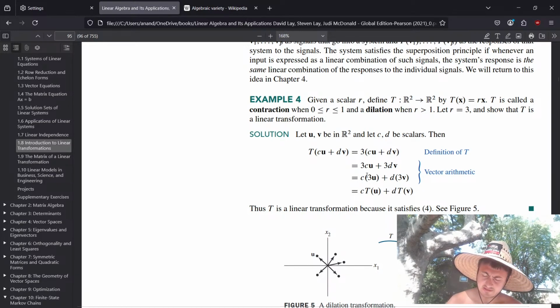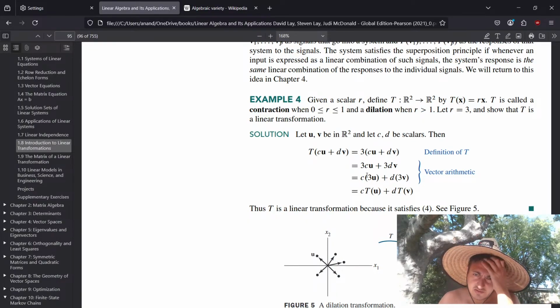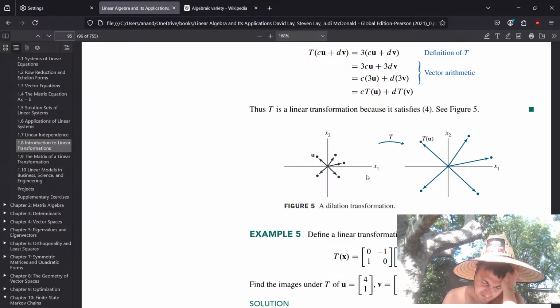Wait, I don't think I did it in the steps that they did. So instead, if we just did 3 times (CU + DV). Okay, so if you can get it into that form, just write that down. So we get 3CU plus 3DV, then we get C(3U) plus D(3V), which is equal to CT(U) plus DT(V). Therefore, it satisfies equation 4.